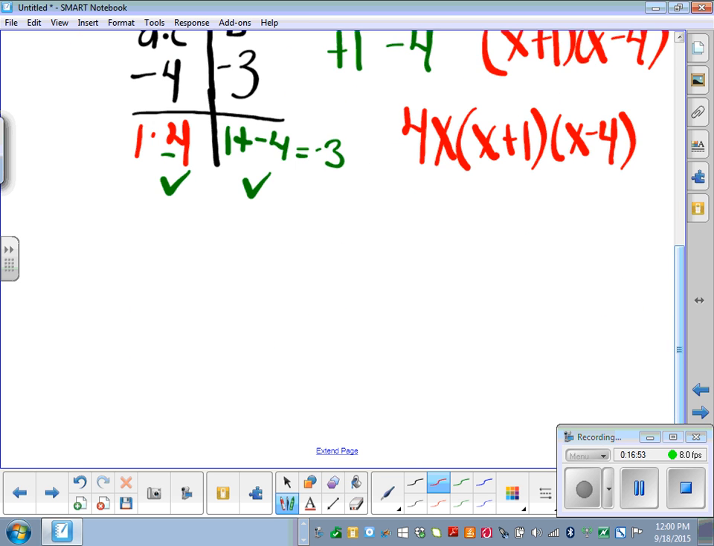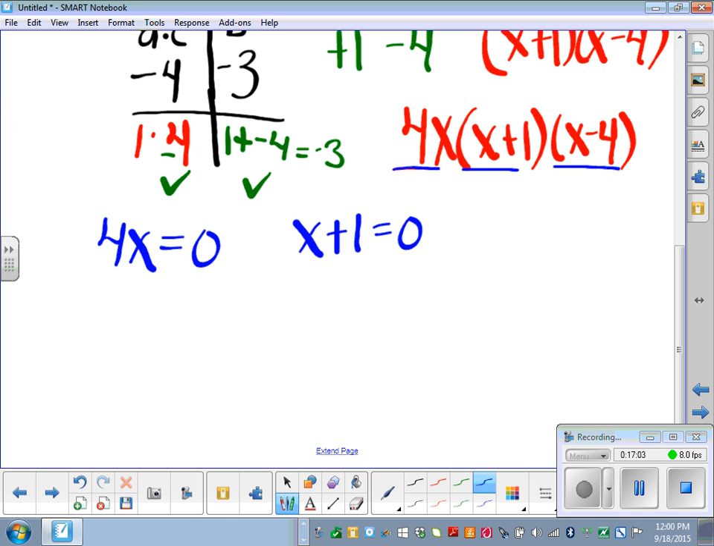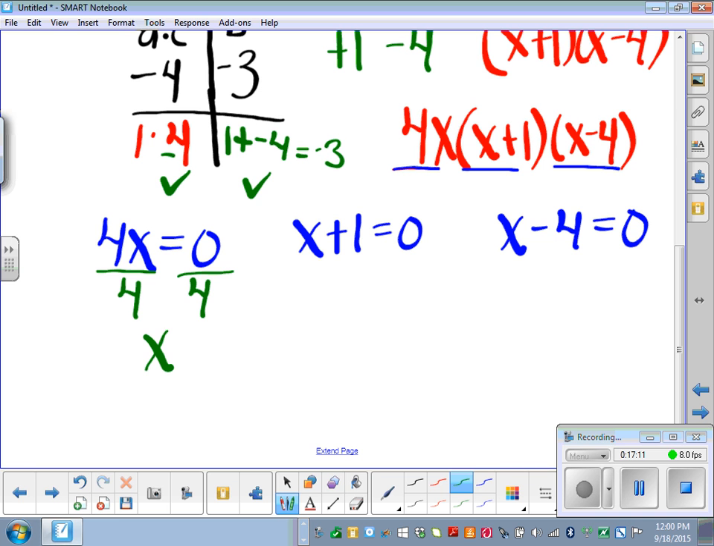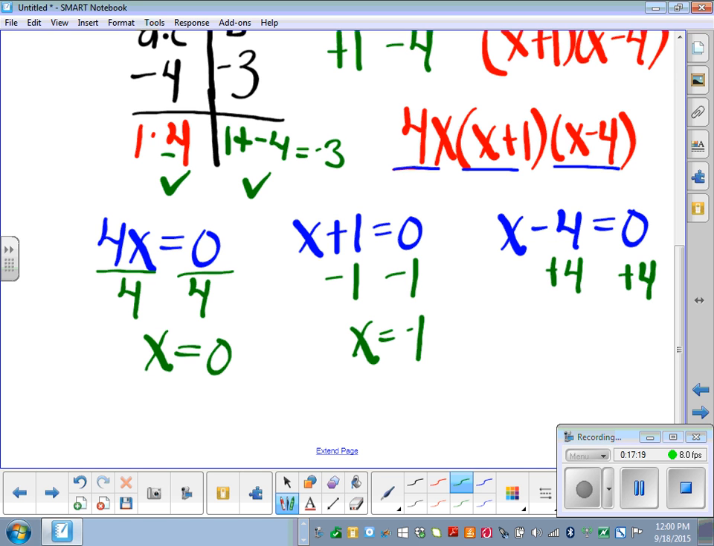Now be careful, we're setting each of them equal to 0. So we'll have 4x is equal to 0. We have x plus 1 is equal to 0. And we have x minus 4 is equal to 0. Solving for x in each case, divide by 4. So we get x is equal to 0. Subtract 1, so x is equal to negative 1. And add 4. x is equal to 4.